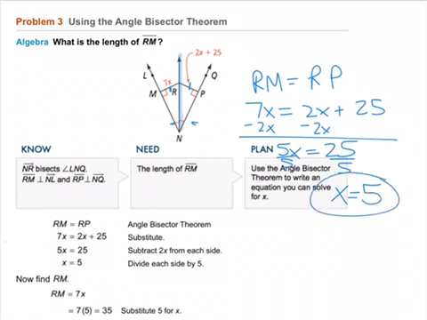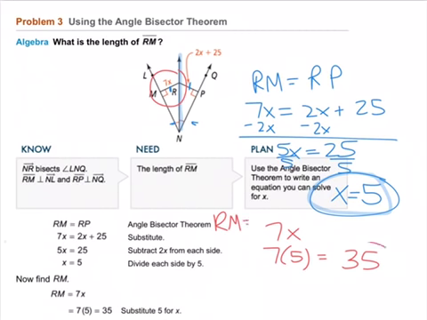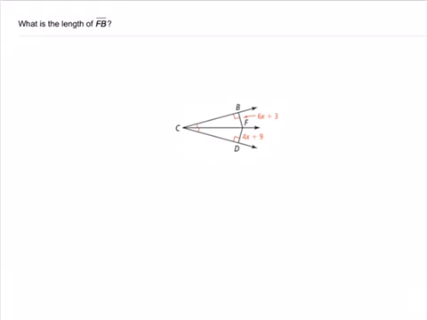Now, just like the other problems we've done today, that is not the answer. That's what x equals. They want to know what RM equals. So at this point, I've got to go back to RM, which is 7x, and plug in that 5. So RM is equal to 35. That's the answer. So here is our little you try problem. Same type of thing, guys.